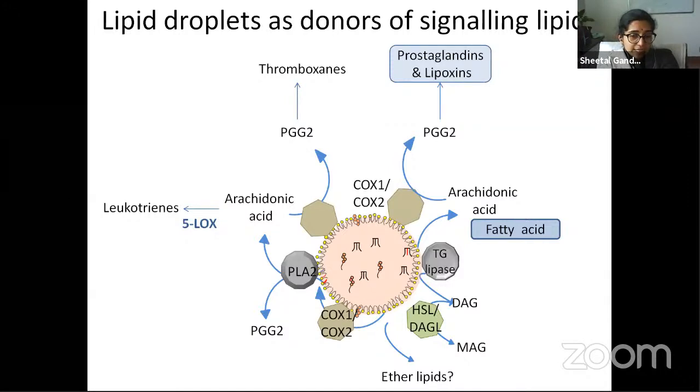And several of the enzymes that are involved in degrading triglycerides and phospholipids to generate the arachidonic acid are also present on the surface of lipid droplets. So this serves like a depot on which enzymes are activated in response to immune cues, allowing arachidonic acid to be released efficiently such that it can generate prostaglandins and lipoxins in a very fast manner.